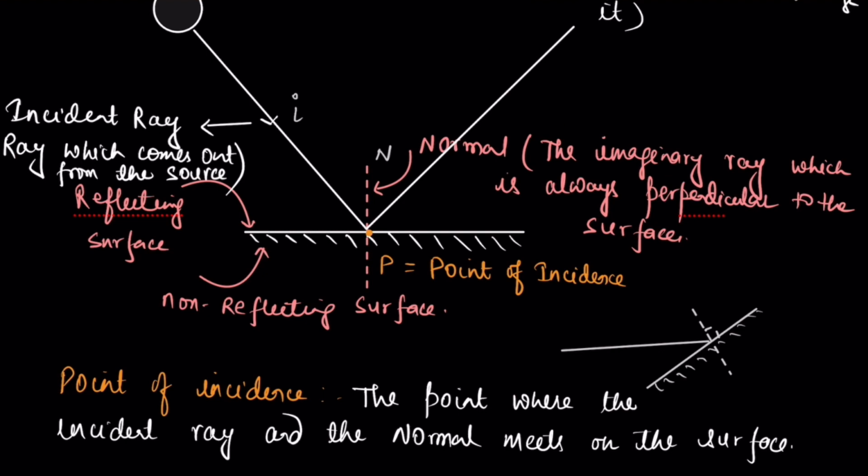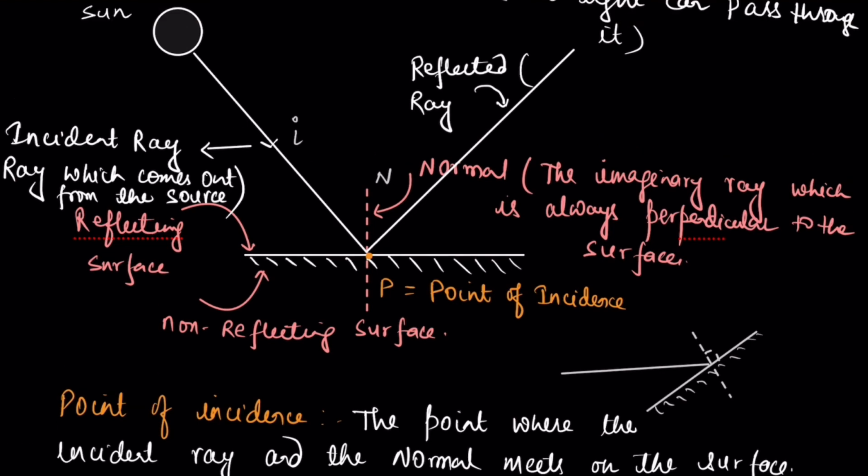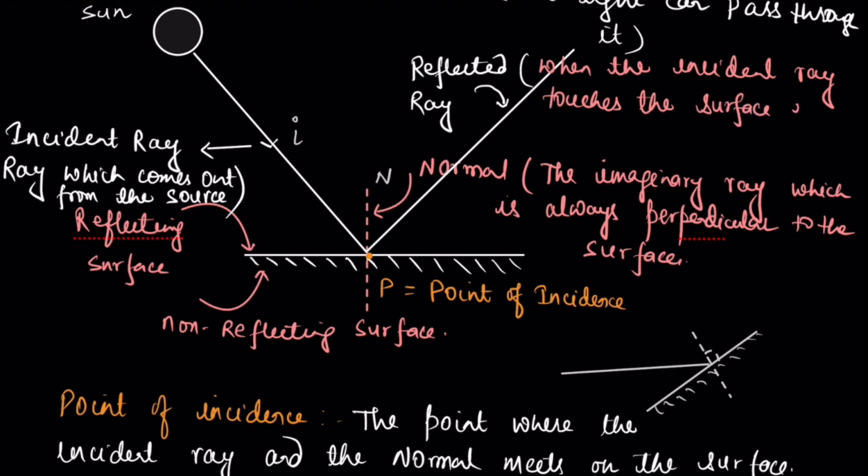When the incident ray touches the surface, it gets reflected. This is called the reflected ray. How can we define the reflected ray? When the incident ray touches the surface, it gets reflected. This ray is called the reflected ray.